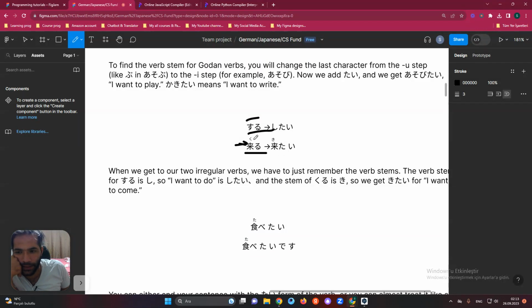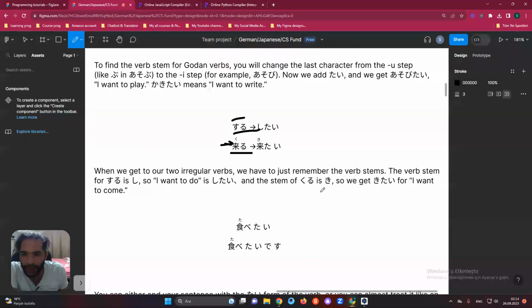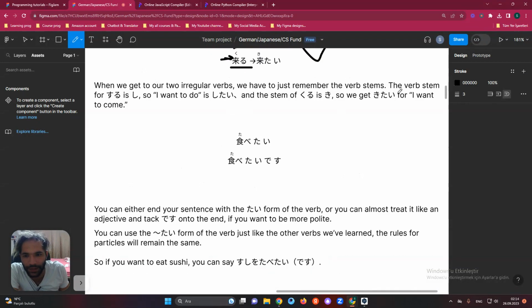And here, as you see, kuru becomes ki. So in this case, it's kitai. You can say watashi wa uchi ni kitai. I want to come home. Or, no, no, no. Watashi wa uchi ni ikitai. Right. I want to go home. For these two irregular verbs, we have to just remember the verb stems. The verb stem for suru is shi. I told you already about it, okay?